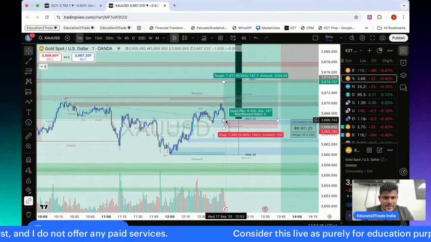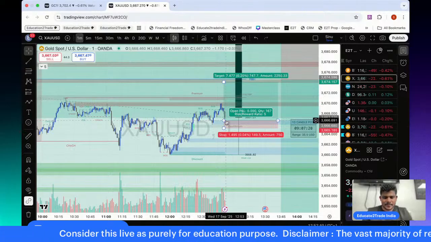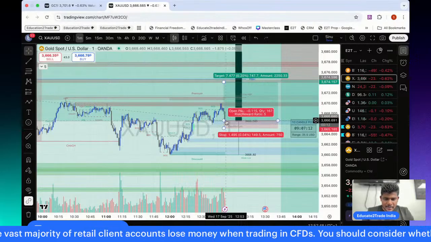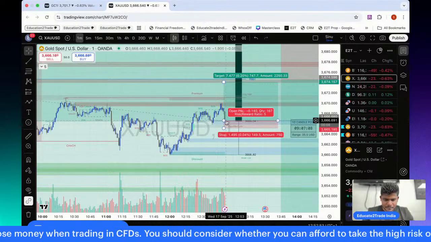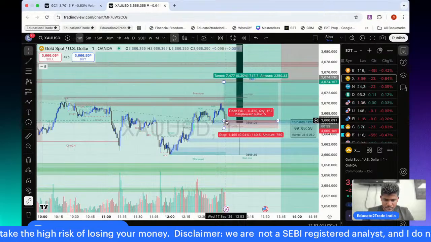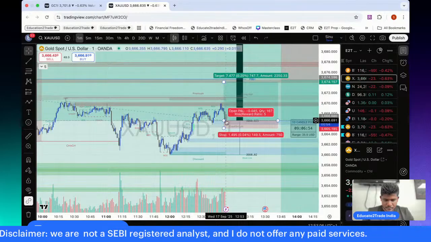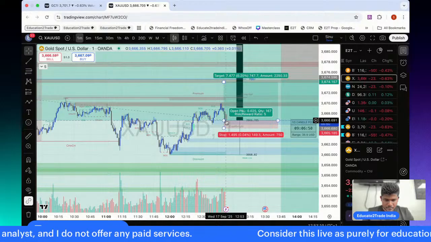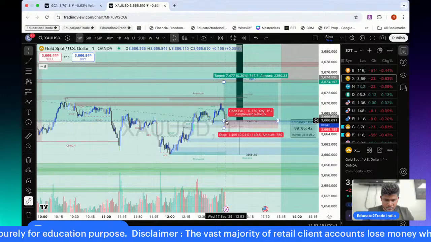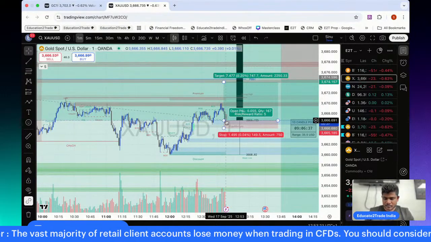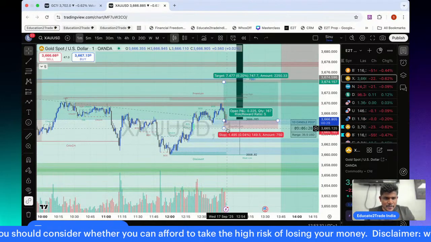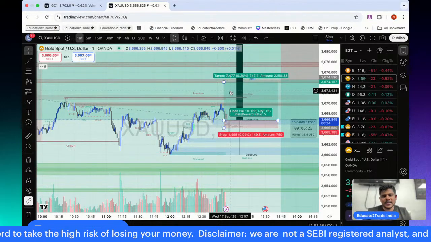Yeah, this has given our entry, which is the 3666 level. Let me take my entry. I did my entries here, exactly keeping a $1.5 risk and a $7 target. Let's see if it is playing out.